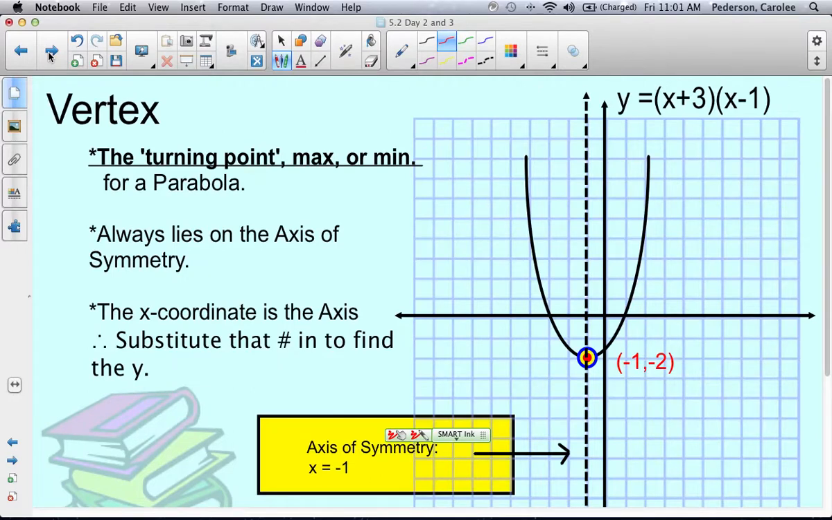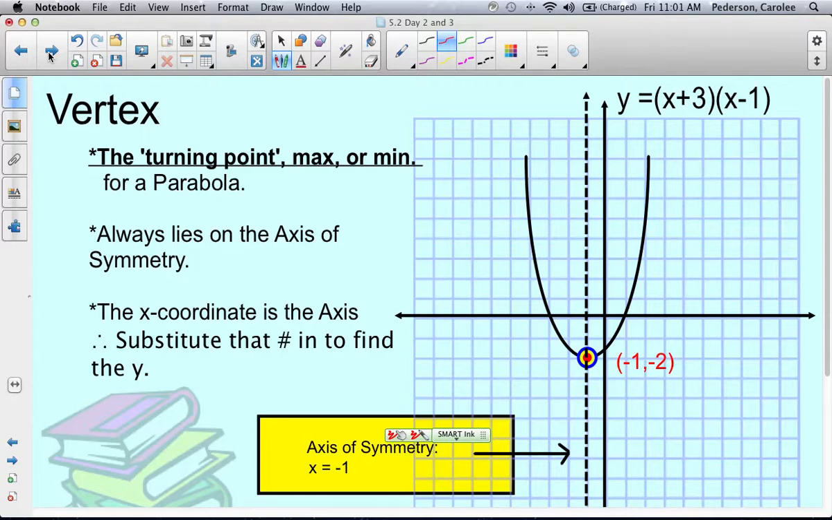Okay, we're going to move on to our last topic of our lesson, being able to find the vertex point. There's different ways we call the vertex point. Some textbooks use what they call a turning point. It's also going to be your maximum point or your minimum point for your parabola. So think about those word problems that we did in lesson 5.2, day 1. Sometimes they were the highest point on the graph, or sometimes they were the lowest point on the graph when we traced it. The vertex point always lies on the axis of symmetry.